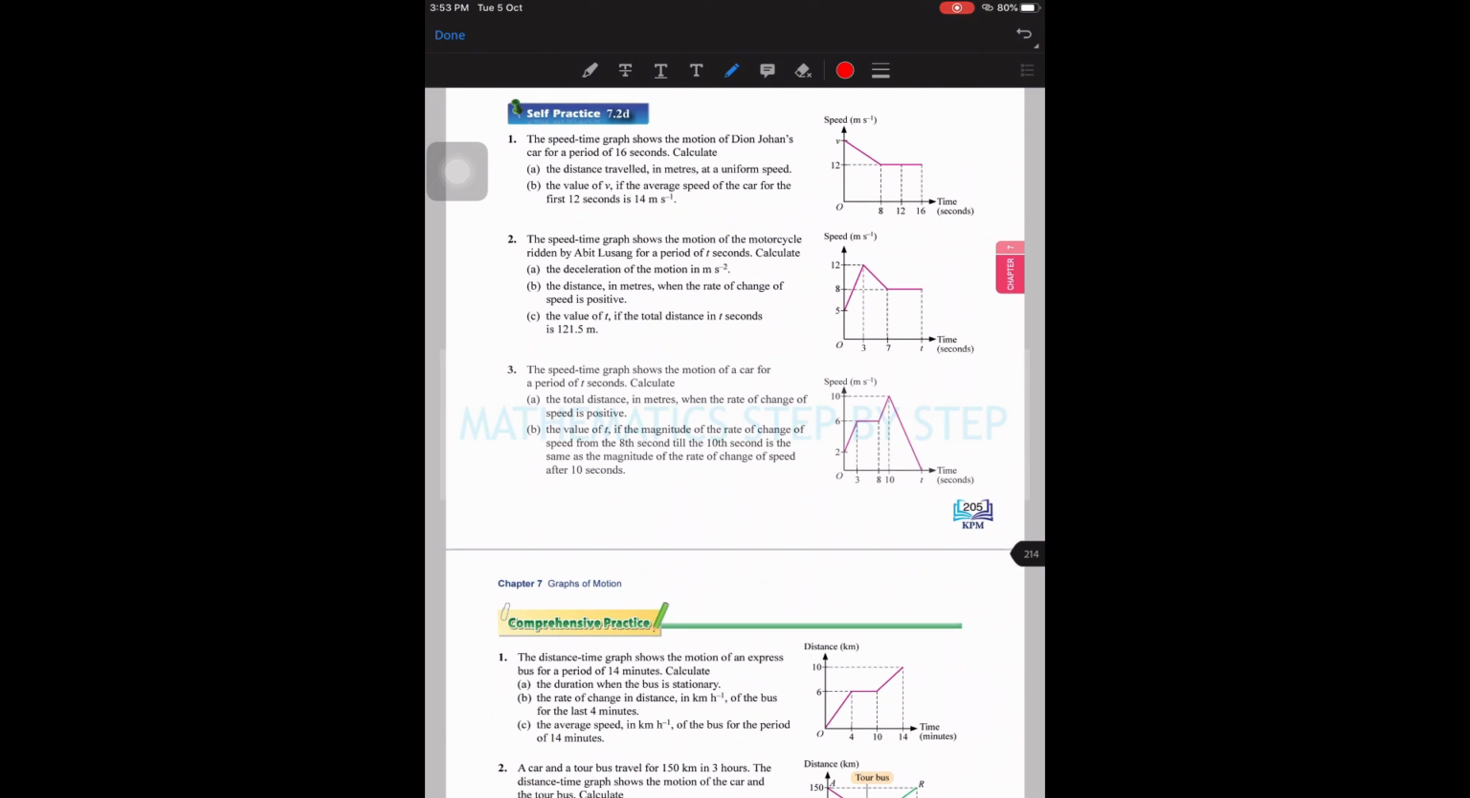So we have reached the homework. Go back, you guys will complete this self-practice 7.2D so that all the knowledge that we have learned belongs to you, okay? Practice makes perfect.